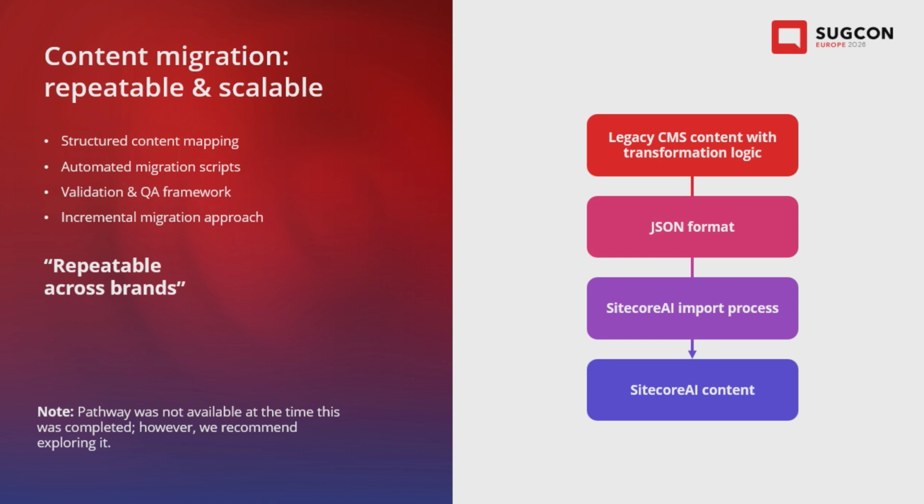The learning there was we created a transformation logic at each of the source systems, where we transform the source system's output to a JSON format. So it's one standard format. Then we built an import script in Sitecore AI, which reads that JSON file and creates the new components as per the new component and data model we had. That's the biggest learning on this one.